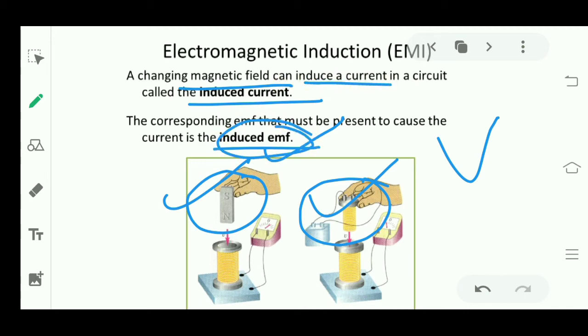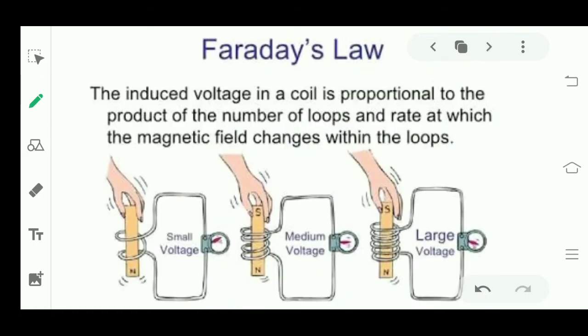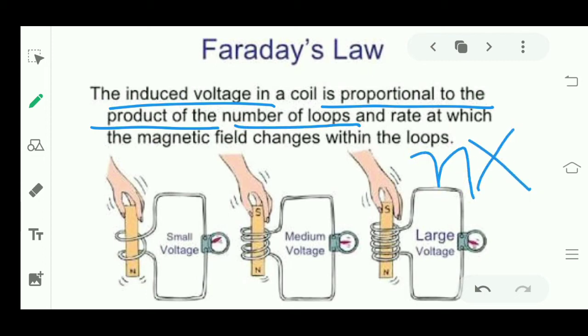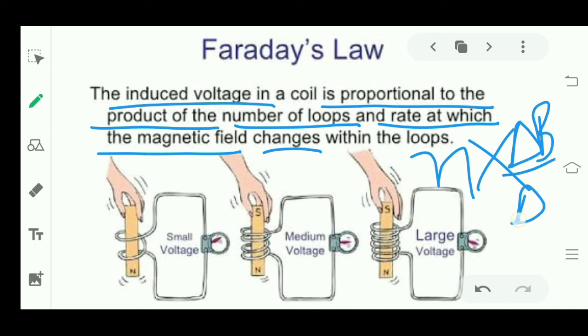All right. Now what Faraday states is that the EMF, the induced voltage, is proportional to the product of the number of loops and the rate at which the magnetic field changes within the loops. Rate means in the denominator there should be del T, right?